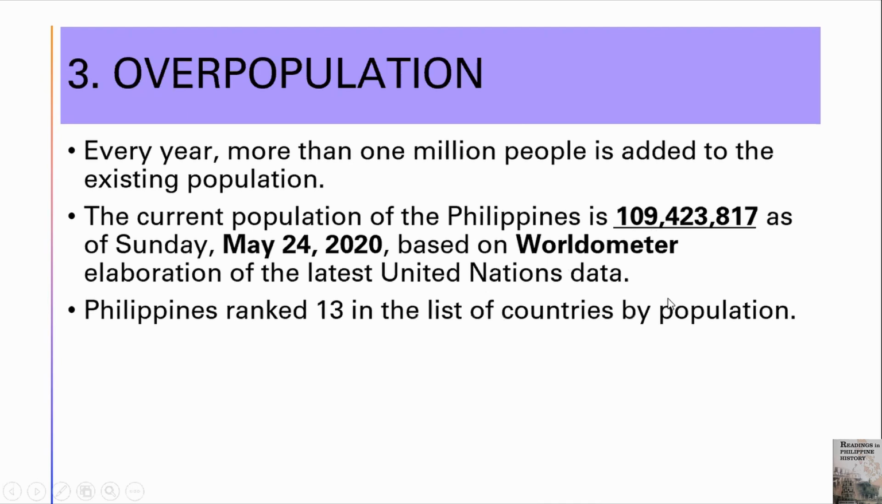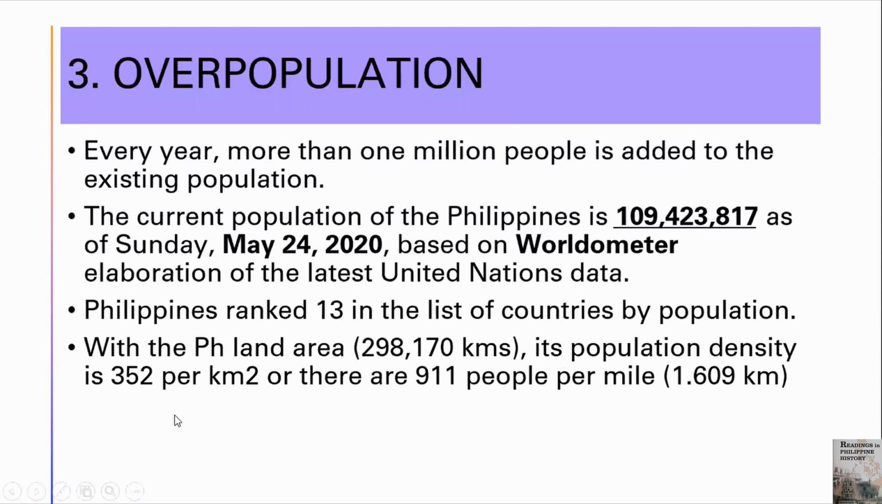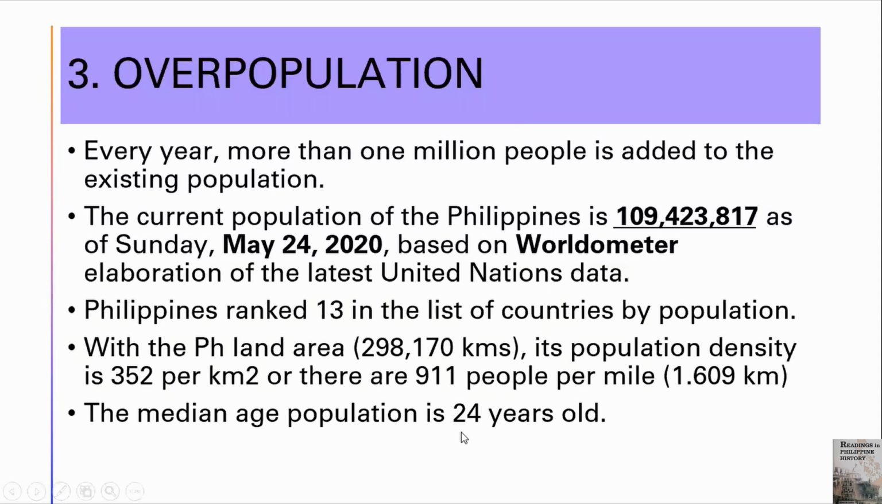The Philippines ranked 13th in the list of countries by population, and with the Philippine land area, its population density is 352 per square kilometer, or there are 911 people per 1.6 kilometers. That is based on land area and number of people. So kung i-ratio ni mo siya, 1.6 kilometer na ay 911 people. Then the median age of the population is 24 years old, so almost about your age.